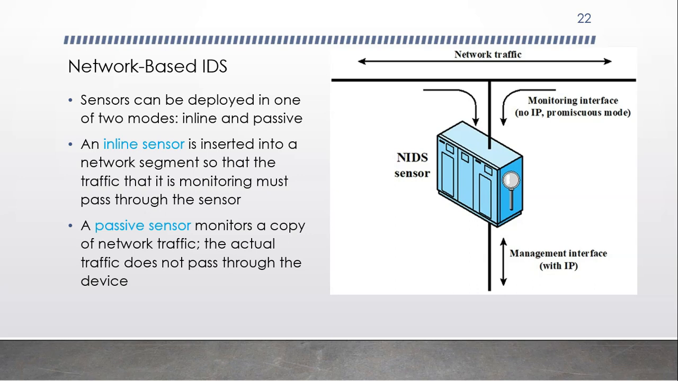More commonly, passive sensors are used. A passive sensor monitors a copy of network traffic. The actual traffic does not pass through the device. From the point of view of traffic flow, the passive sensor is more efficient than the inline sensor because it does not add an extra handling step that contributes to packet delay.